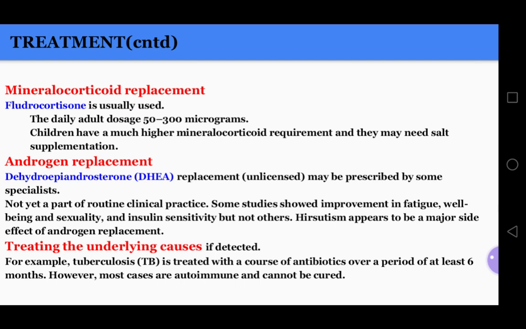An important part of treatment of Addison's disease is identifying and treating the underlying cause. For example, tuberculosis, which may need anti-tuberculous treatment for at least 6 months. However, most cases are autoimmune and cannot be cured.